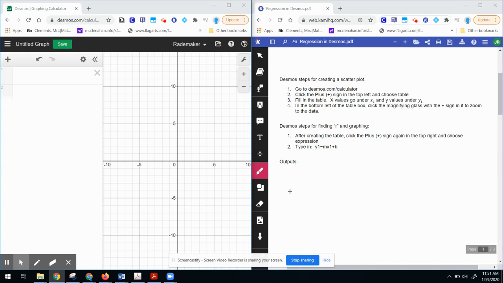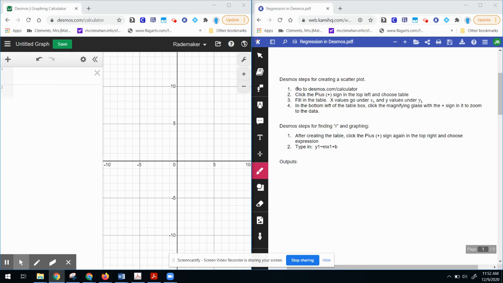Okay, so this video is going to show us how to do the linear regression models using Desmos instead of the calculator. Okay, so the first thing you're going to have to do on the right side here, I have all the notes, and you have access to these and all the steps for doing the linear regression. And on the left side, I have Desmos opened up.